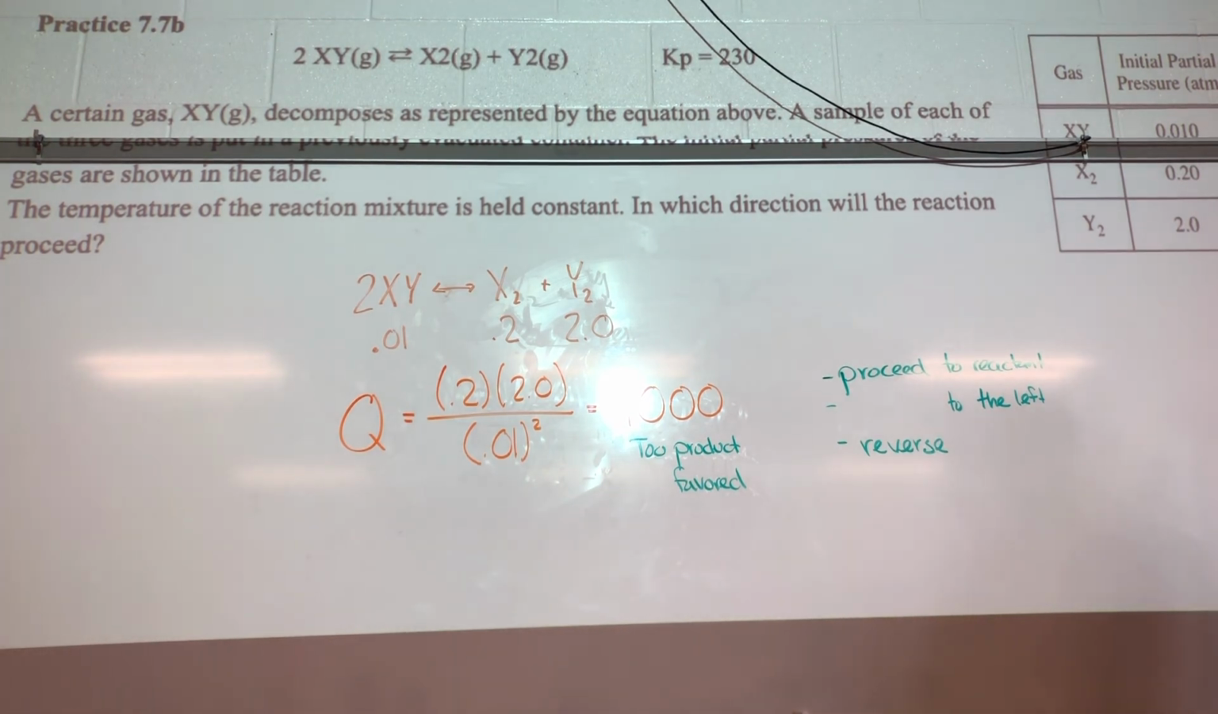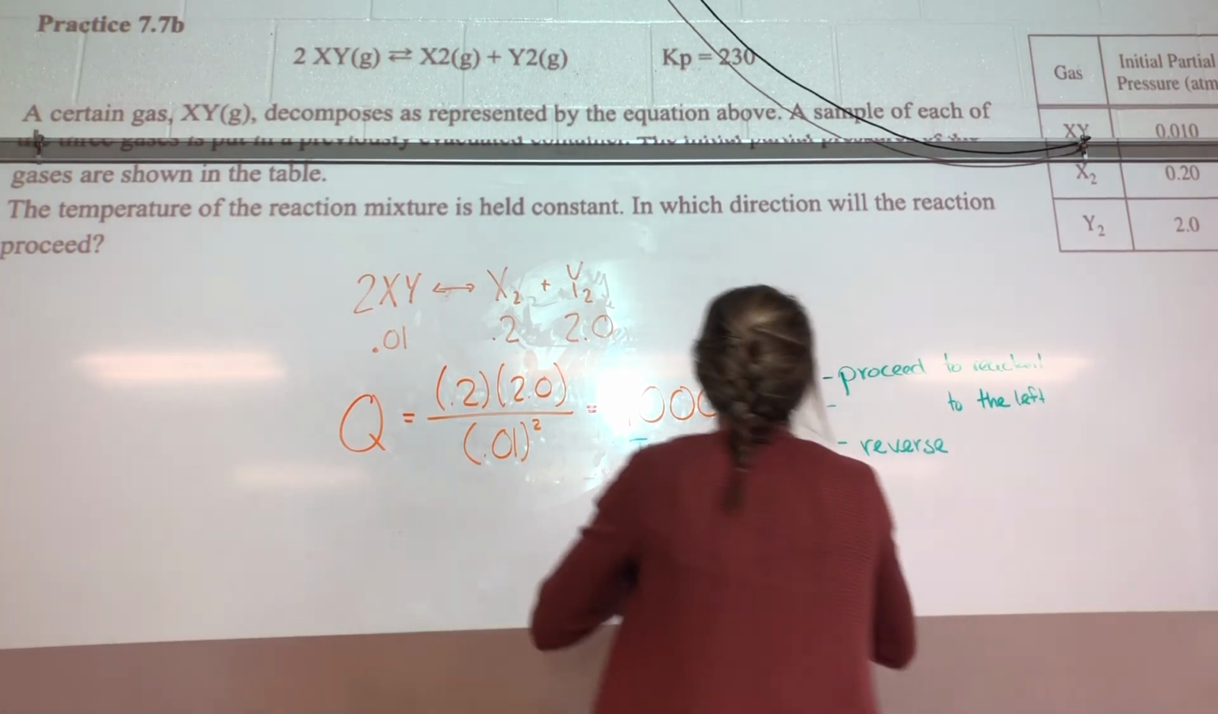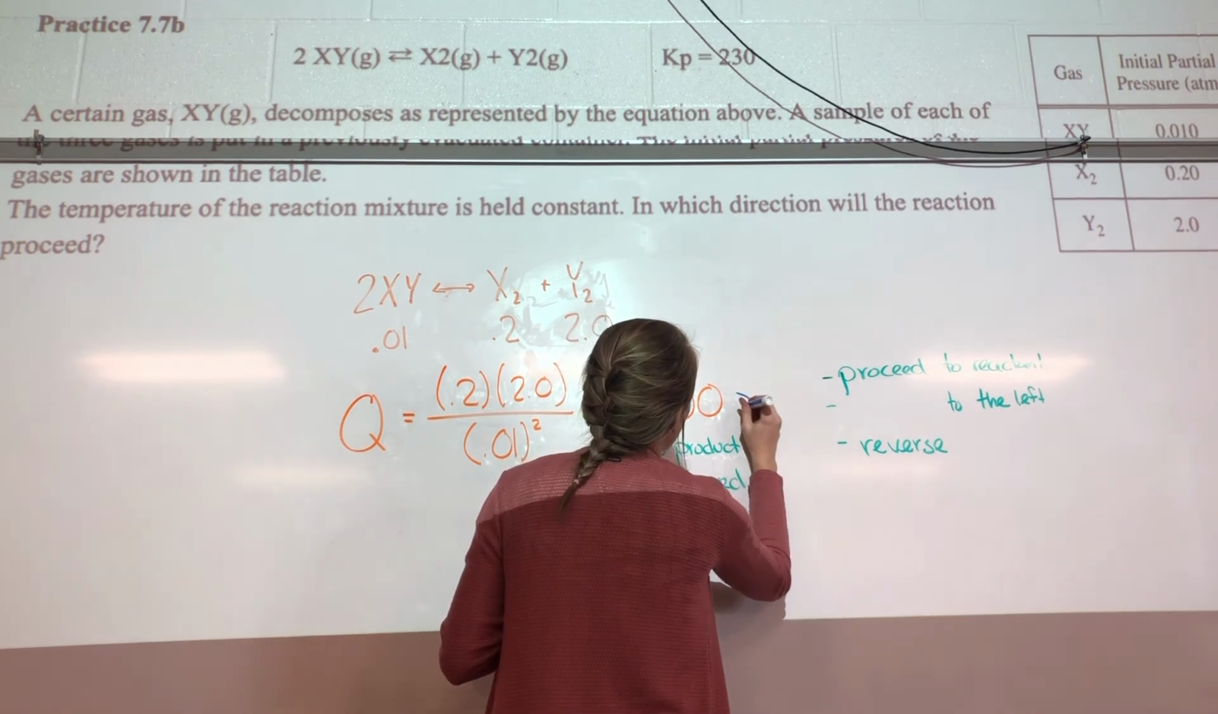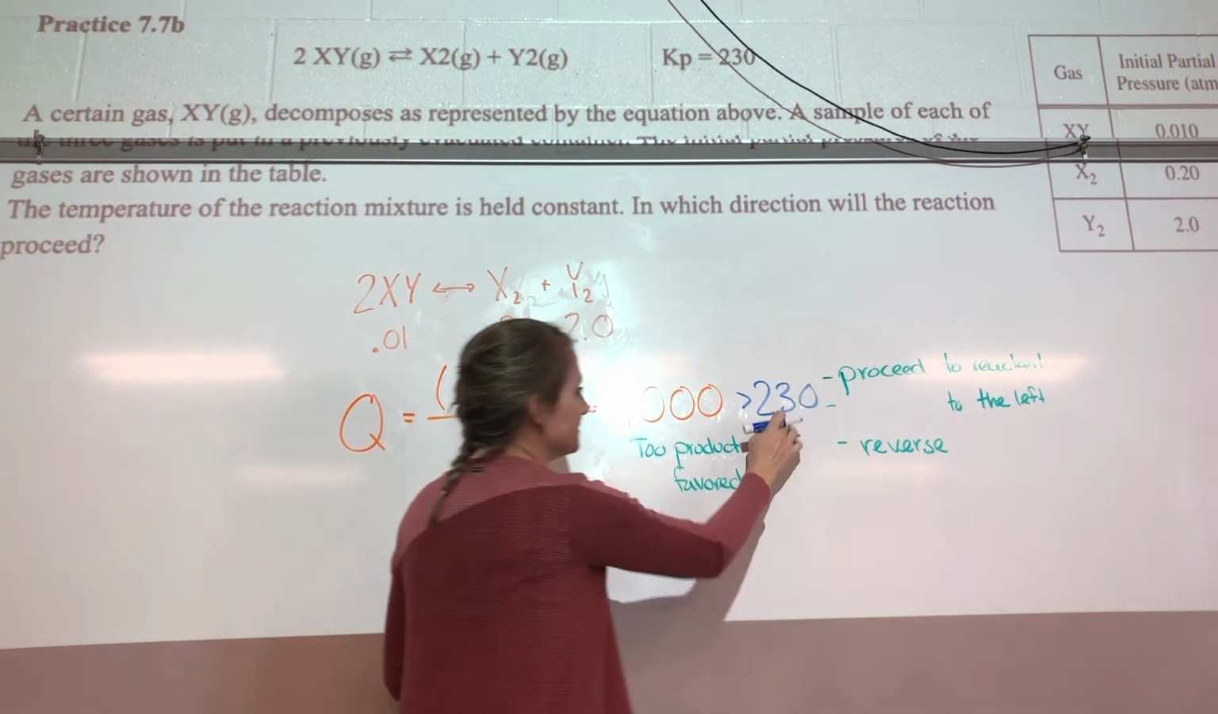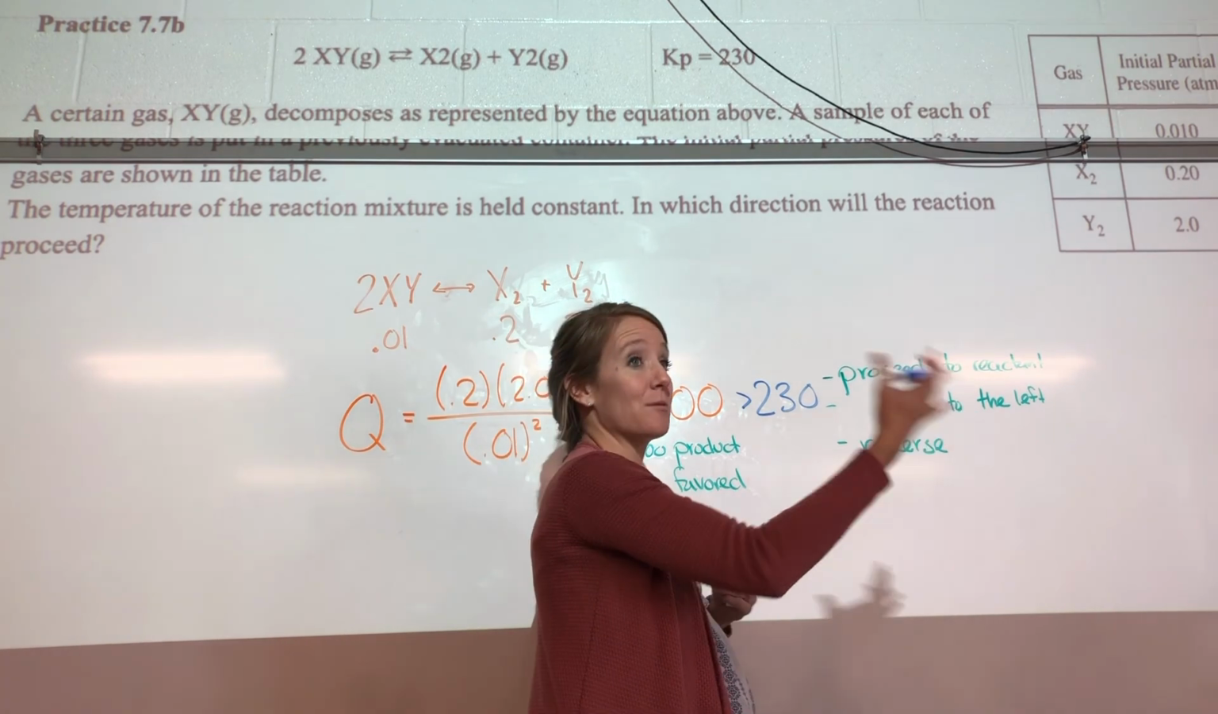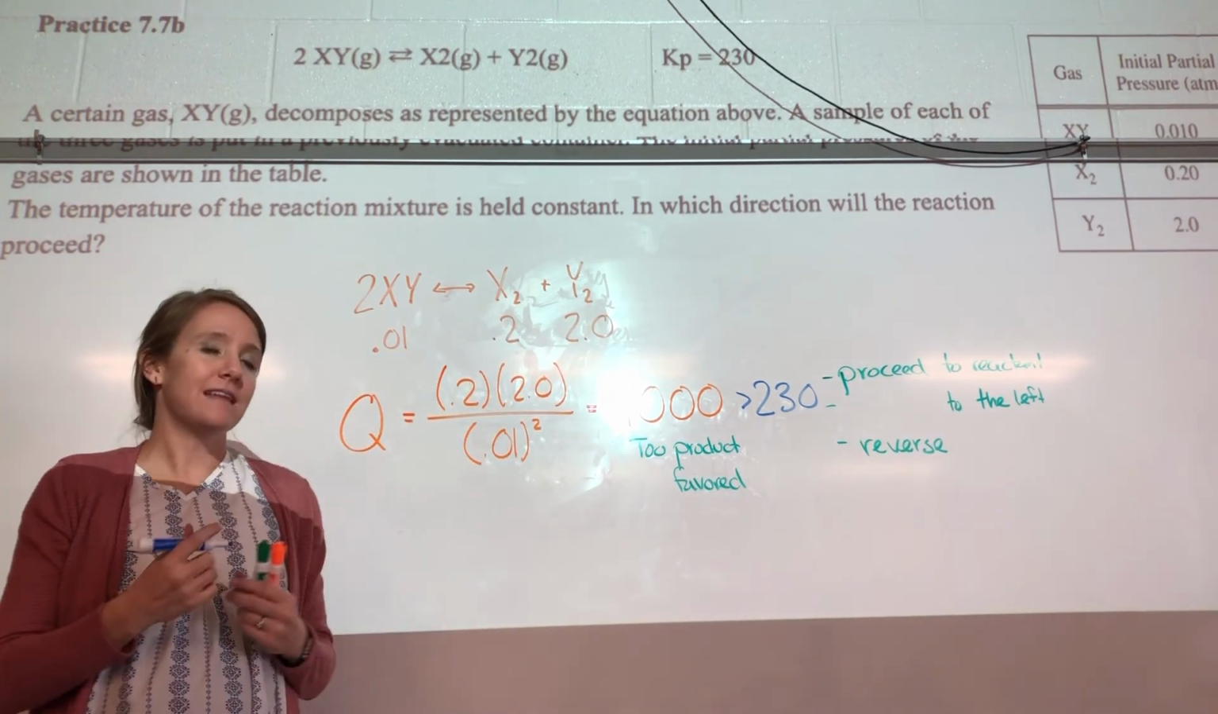So if it were like 100, you would just say it's product favored. Yes, exactly. In this case, because 4,000 was too big for what we were wanting, that's why it had to go that way. But if it was too small, then it would go the other way.